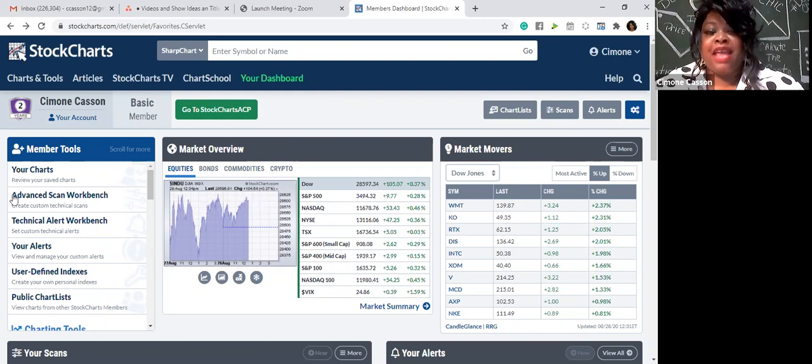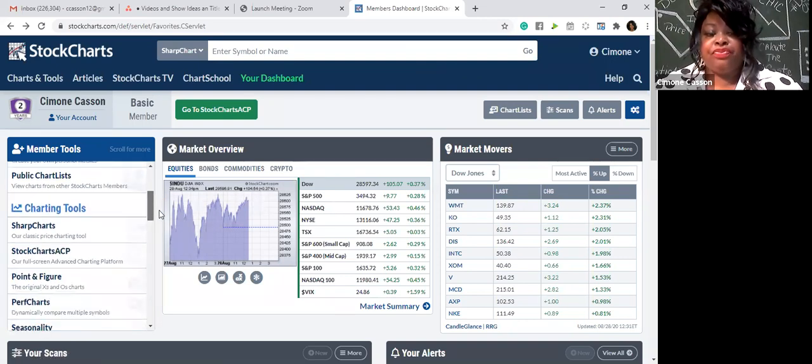So just to go through it, it has member tools, your charts, advanced, you can save them. I have my account here. As you see, it says Simone Cason. You can change the different way that you view it. It also lists many of the other tools that I use.